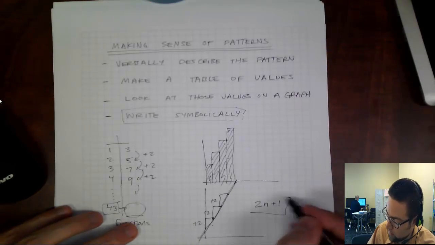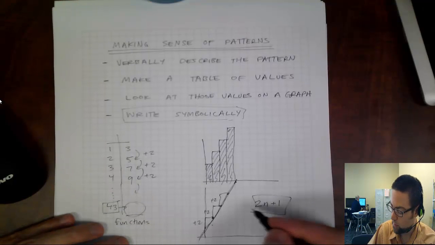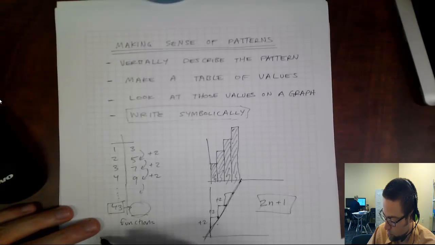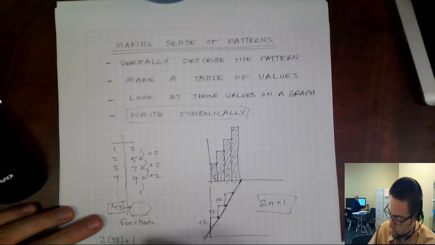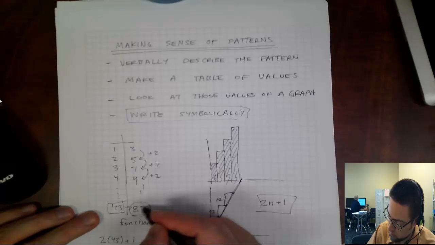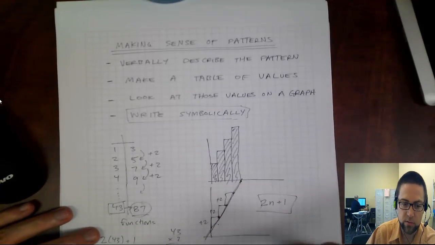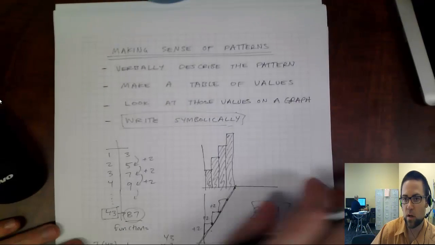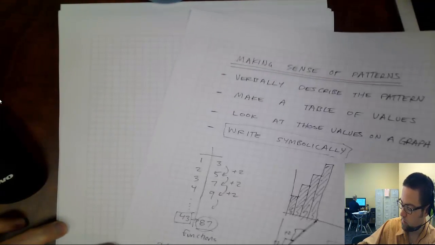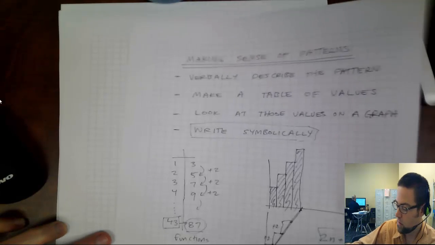So yeah, we call that 2n plus 1. So this now I can give you what my 43rd number would be. It's 2 times 43 plus 1, so 2 times 43 would be 86. And add 1 to it, so 87. See, and now I didn't have to add 2 that many times. I just got right to it. Now that's a helpful way to go about making sense out of patterns.